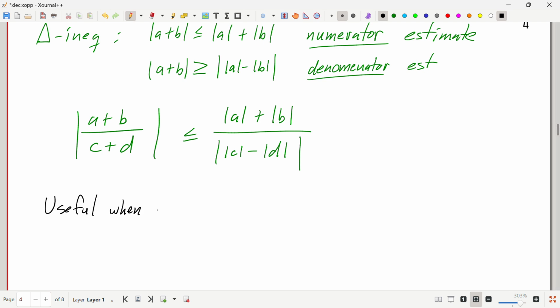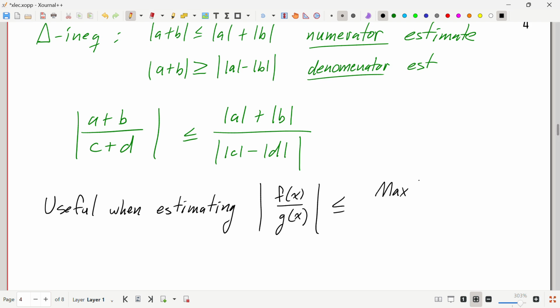When estimating an f of x over a g of x, you want to know the numerator estimate: we'd estimate that that's less than or equal to the maximum of absolute f. And for g, you've got to make sure it doesn't get anywhere near 0. And so you could estimate that by seeing what the minimum of g is.